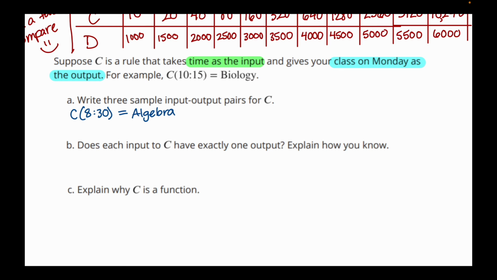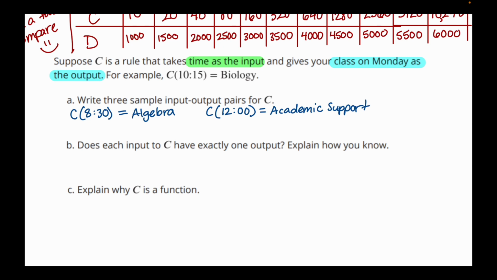So third period, maybe I say C of, let's just use noon, because I know noon is in the middle of that class. So let's use C of 12. That would be third period class, so maybe that's academic support. I'm just giving examples. Again, you can use kind of whatever class, maybe whatever your schedule is like.